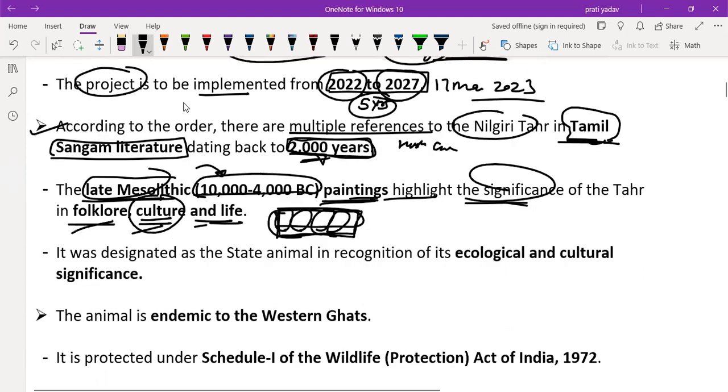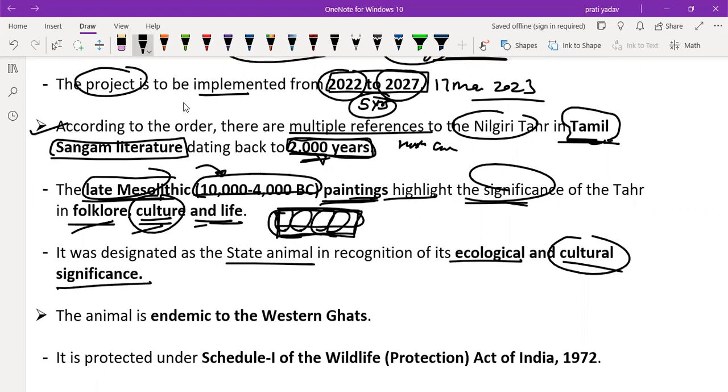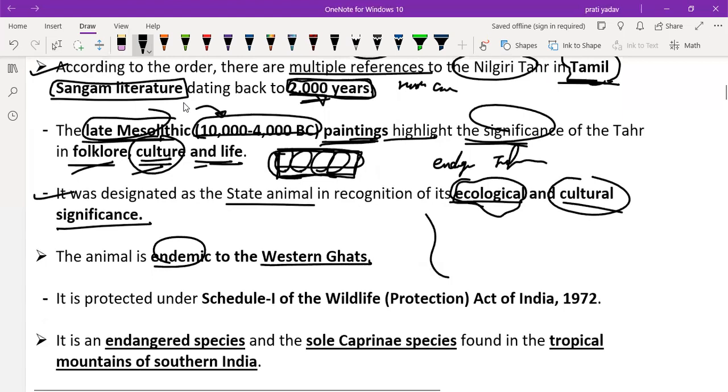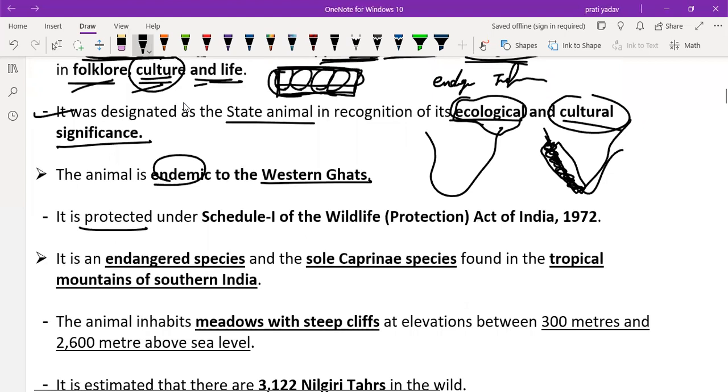It was designated as a state animal in recognition of its ecological and cultural significance. You know that culture is mentioned in Sangam literature, folklore in late Mesolithic painting, as well as in terms of ecology, because it is endangered and very important. The animal is endemic to the Western Ghats. Remember, this is the map of India. Here, the Western Ghats lie on the west coast of India. So Nilgiri Thar is endemic to these Ghats. It is protected under Schedule 1 of the Wildlife Protection Act of India 1972.